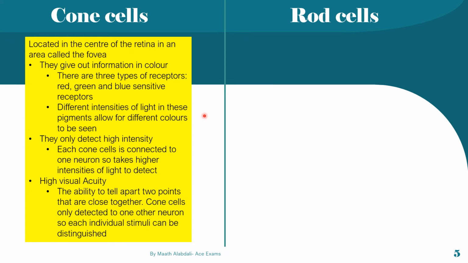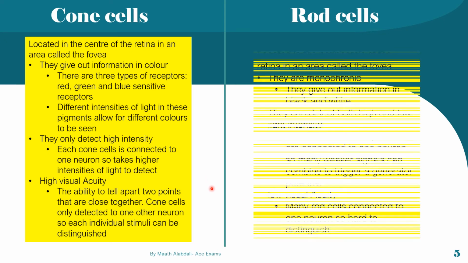So cone cells only connect to one other neuron. Okay, this is a mistake. It's not detected, it's connected. So the cone cell is only connected to one other neuron, so each individual stimulus can be distinguished. One cone cell is connected to one neuron, so it can be easily distinguished. It's not like the rod cells, which I'm going to explain.